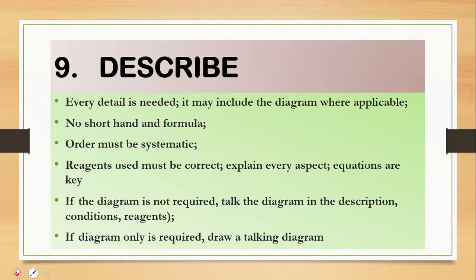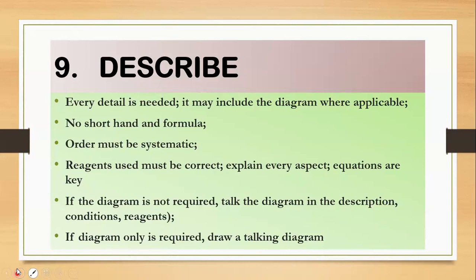For any description, the steps must be systematic. They must be in an orderly manner. What comes after what? What comes next? You must remember that when you're describing. So do not jump onto the number. First, think about it very carefully and organize your ideas in a systematic way. Then the reagents which you are going to use must be correct. Use the correct reagents in your descriptions.